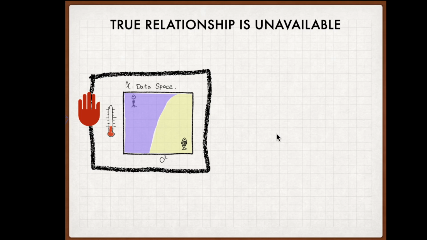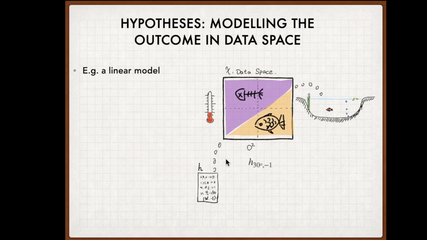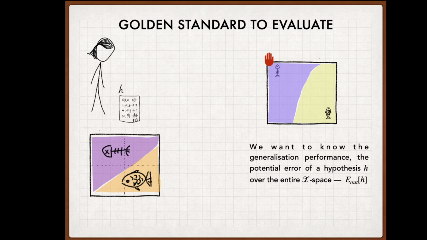What we can do is to formalize some hypothesis. For example, we can have a linear model and say, okay, there is a line that cuts the landscape of oxygen concentration and temperature. In this region, the fish is happy, and on the other side of the line, the fish dies. And we want to know how this hypothesis of fish life with respect to the condition compares with the ground truth. Because our hypothesis will not be accurate, we would expect there are some discrepancies between our hypothesis and the ground truth.